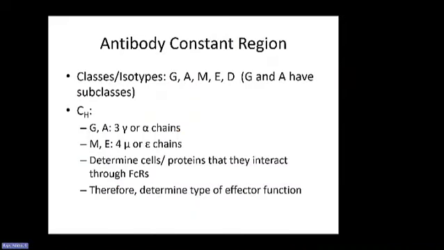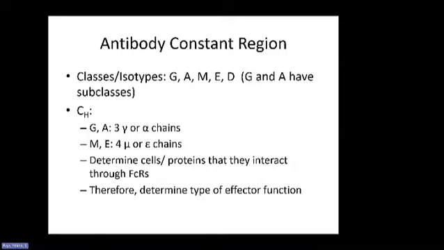All right, we talked about the variable regions. Now we talked about the constant region. As we talked about, these constant regions are the ones that determine the class or the isotype of the antibodies: G, A, M, E, D. G and A also have subclasses, so IgA1, IgA2, IgG1, 2, 3, and 4. The constant region is given the name. So if it's an IgG antibody, it has gamma chains. If it's A, alpha chains. Typically G and A have 3 CH regions versus M and E have 4 mu or epsilon chains.